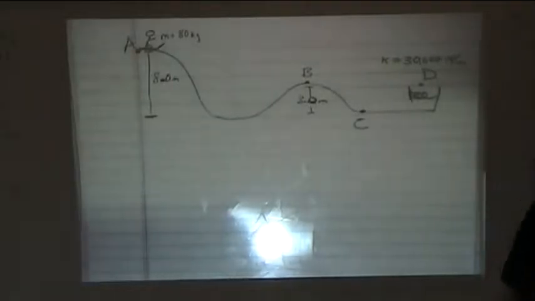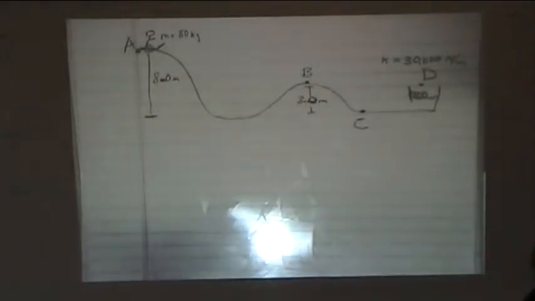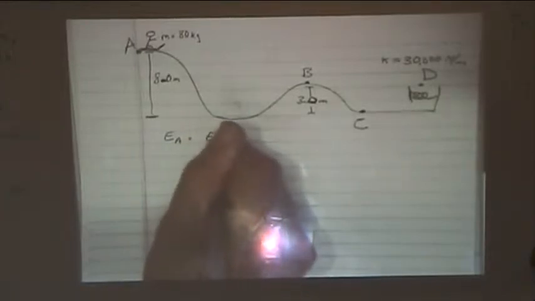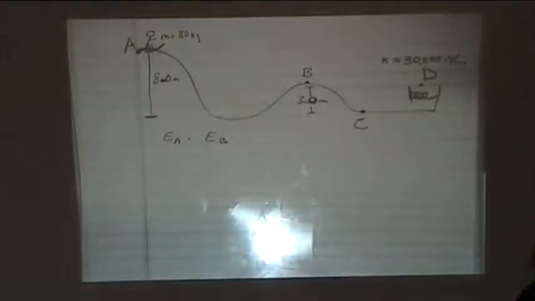Now, in general, the energy at one point is going to equal the energy at any other point. It's the law of conservation of energy. Since there's no external forces doing work to change the energy, we can say, for example, EA equals EB. So then the next question would be, well, what types of energy would be present at these different points?